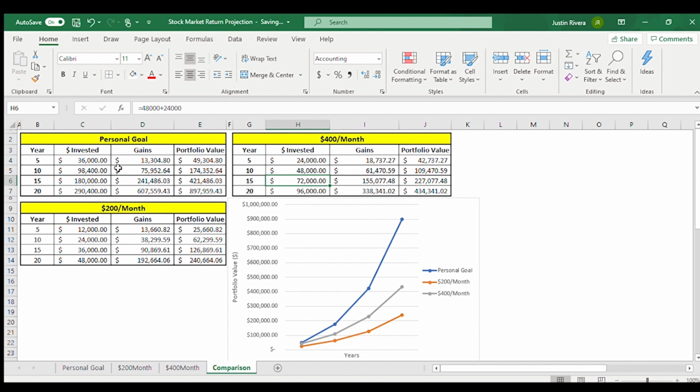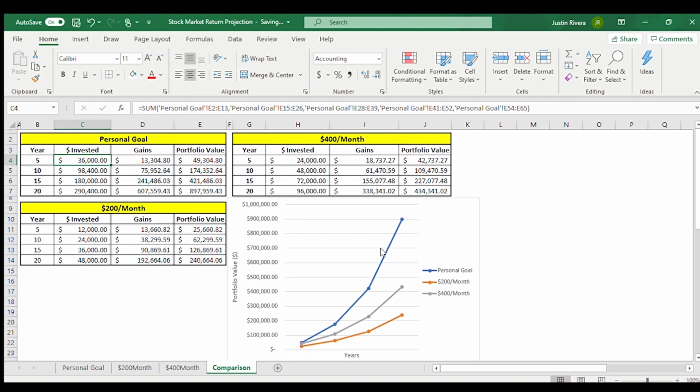And maybe you're making more money from your job so you can put more into the market. That's kind of what I'm going for with my personal goal, is starting out small. And then by year 20, I'm putting in 4 or 5 times as much as I am now, just because as I make more money, I can invest more. So that's the route I'm taking, not just doing $400 a month for 20 years, but increasing that dollar amount that I'm investing each and every month.